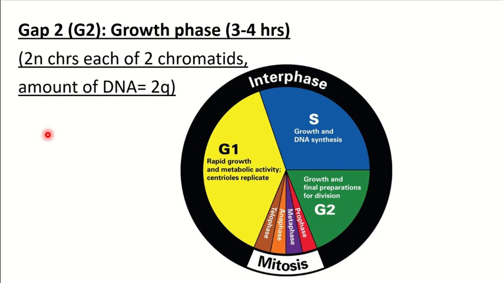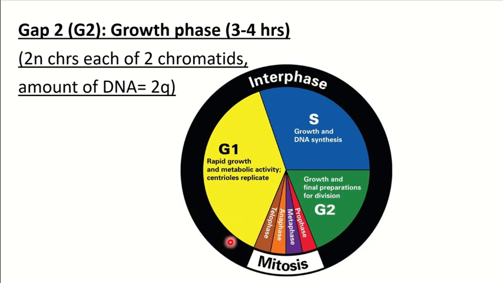In G2 phase, which is the growth phase, we still have 2n chromosomes. As you see, in all of interphase there are 2n chromosomes. No change in the DNA amount, that is, it stays 2q. In this phase the cell is preparing for mitosis, it is preparing for cell division. So all the enzymes needed to aid in cell division are produced in G2 phase.